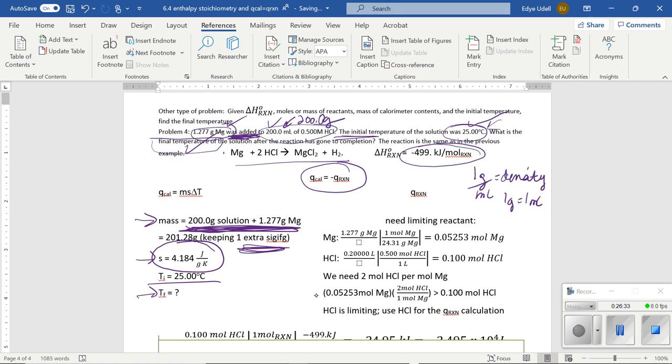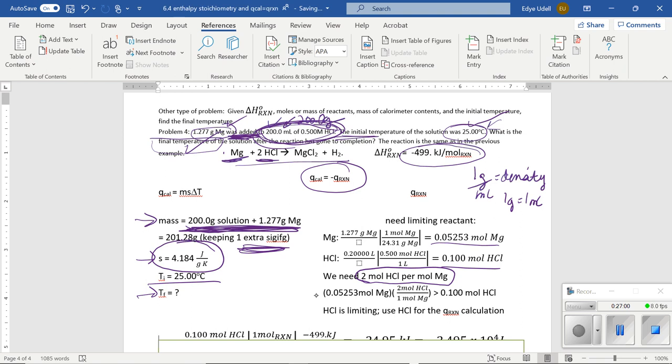And we were given two reactants, the magnesium and the hydrochloric acid. We have to convert each to moles so that we can find the limiting reactant. And just like the previous problem, I have to use molarity and volume to get moles. So here's my calculations for my moles. And again, I need two HCl for each Mg.